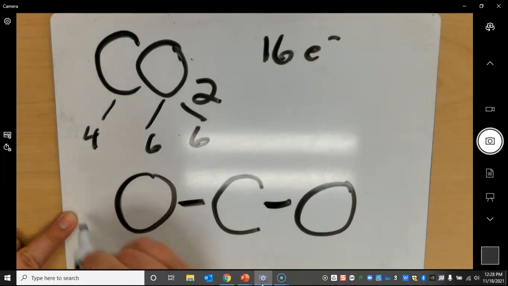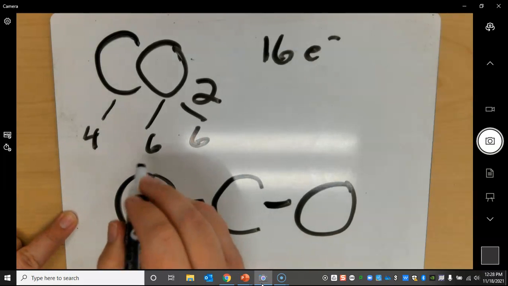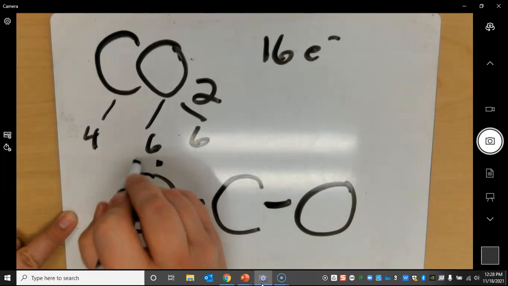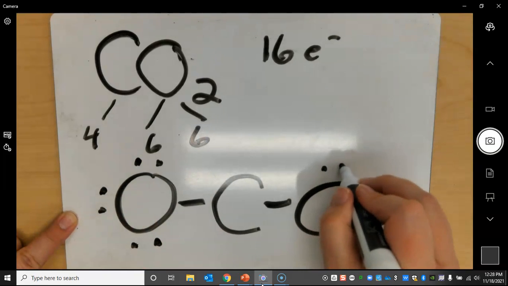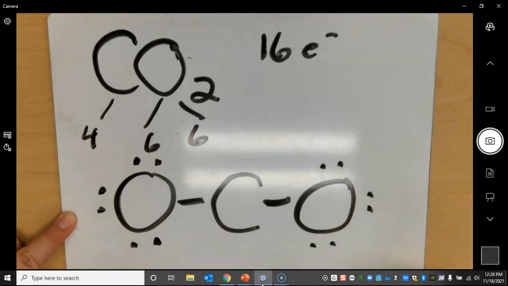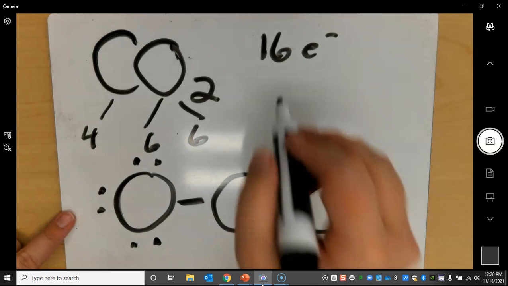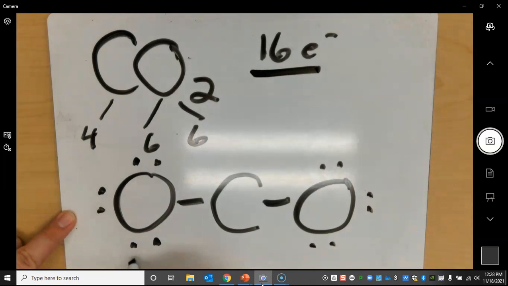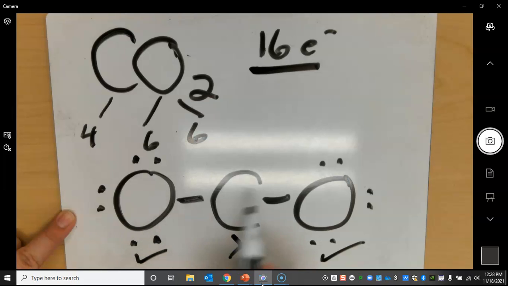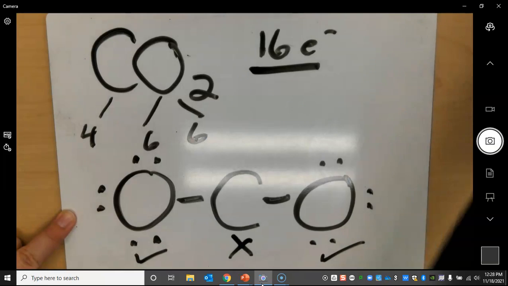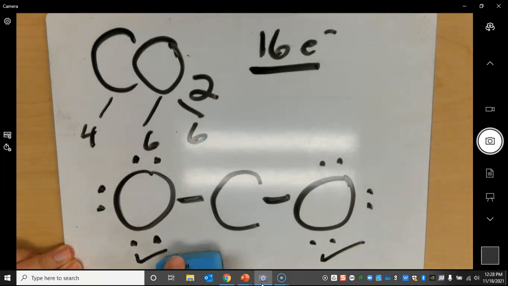Now I'm going to go around and add electrons to the oxygen to satisfy the octet rule. So I've used 2, 4, 6, 8, 10. That oxygen satisfied. 12, 14, 16. Okay, so now I've used all 16 electrons. This oxygen is satisfied and this oxygen is satisfied, but carbon is not. Because carbon currently only has access to 4 electrons, and it needs to have access to 8 to have a stable noble gas configuration. So what that means is that we're going to have to try something different.